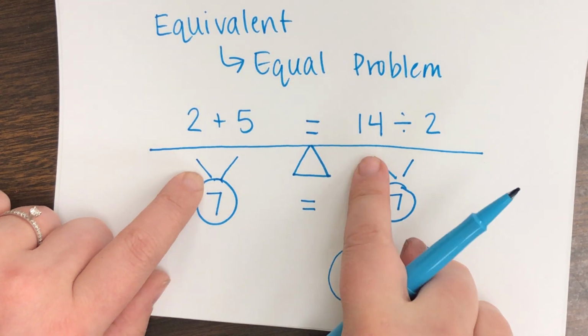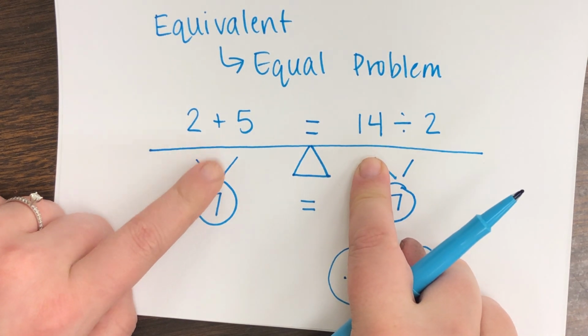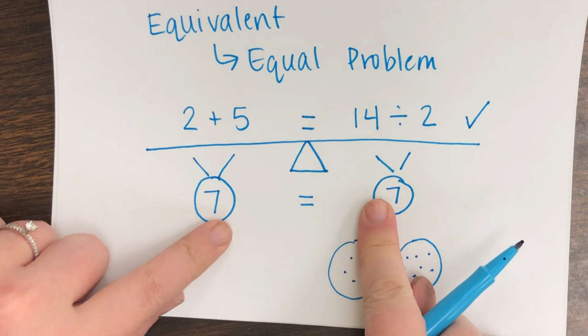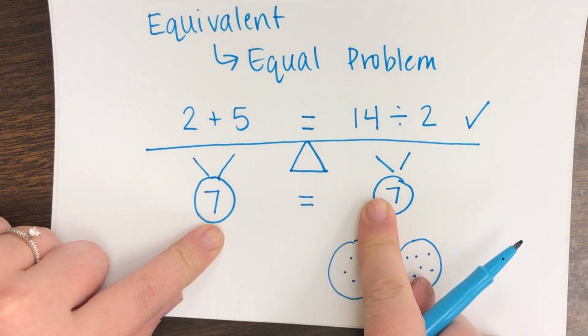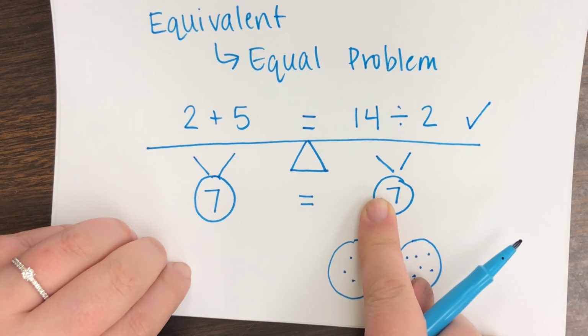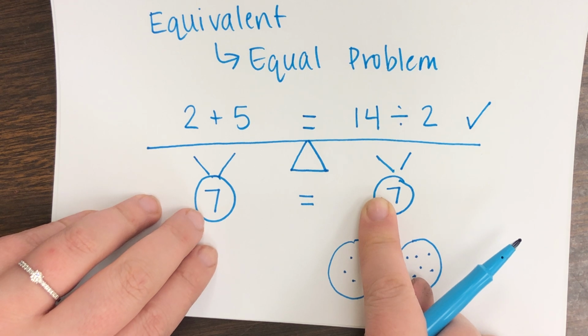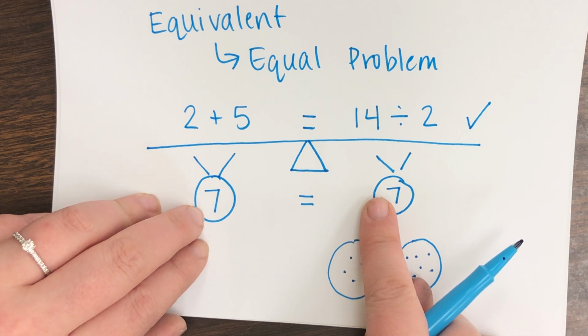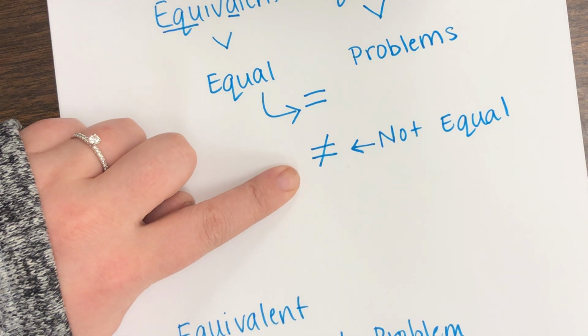So these two problems are an equivalent problem. This is an equal problem because both sides equal the same thing. Now, what happens if both sides do not equal the same thing? Then it is called a non-equivalent problem or a not equal problem. And that is when we would do our equal sign with the line through it.